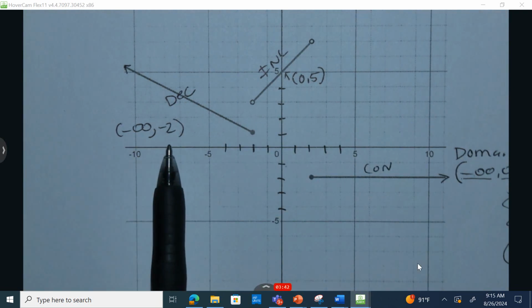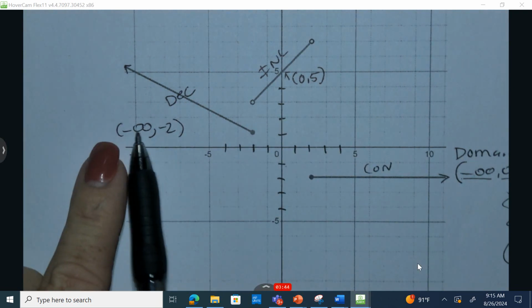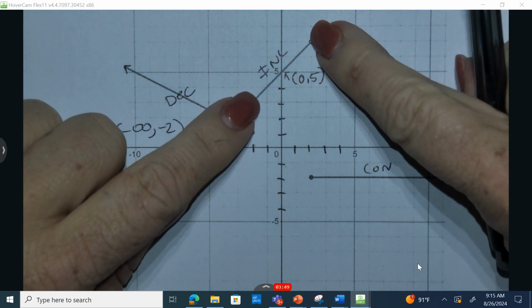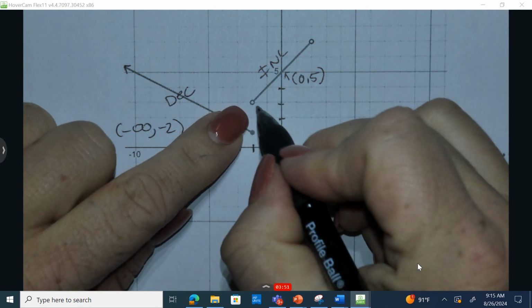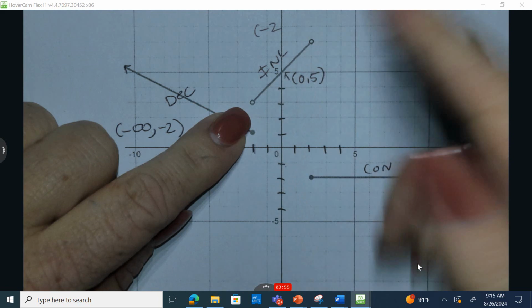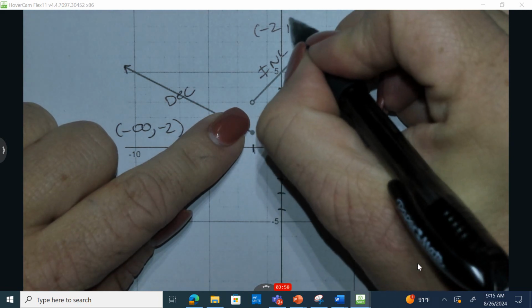Make sure for increasing, decreasing, and constant that you are always using parentheses. Okay, increasing. From left to right, it starts at an x value of -2, and it continues to go up all the way to an x value of +2.